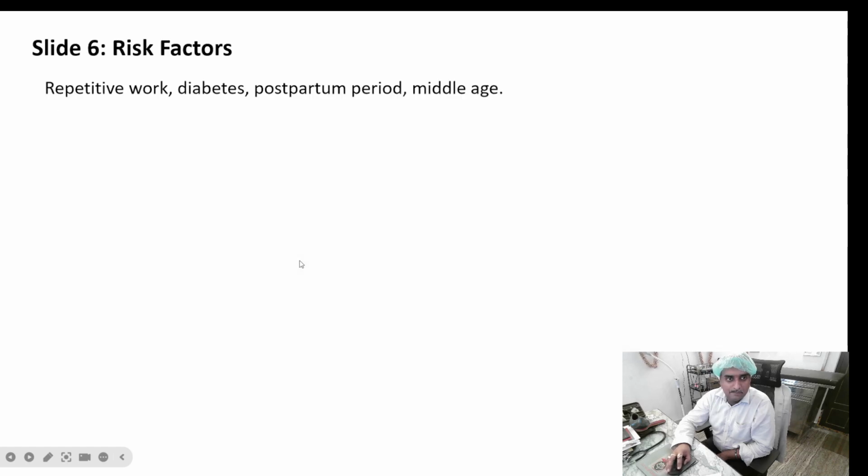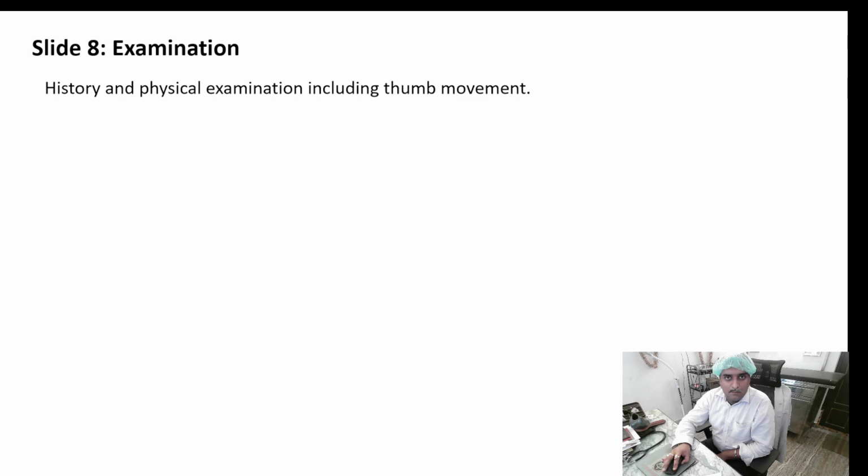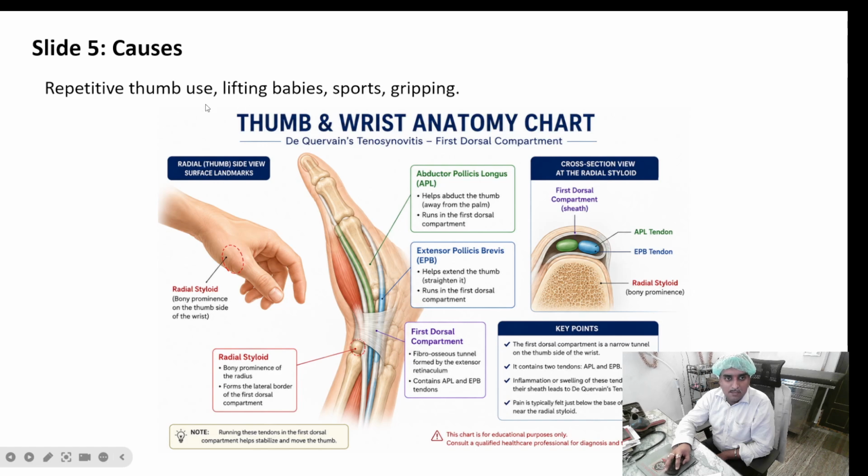Risk factors: repetitive work, diabetes, postpartum period, middle age. In diabetic people, this is commonly seen. Symptoms: thumb side wrist pain, swelling, weak grip, painful lifting. Previously, they used to give braces for the wrist. Examination: history and physical examination include thumb movement. Causes: repetitive thumb use, lifting babies, sports, gripping. This is the thumb and wrist anatomy chart for your understanding.